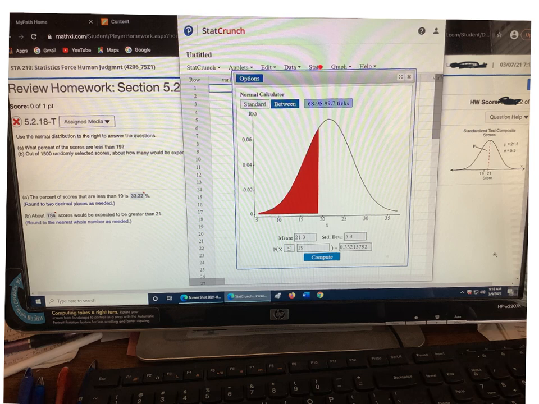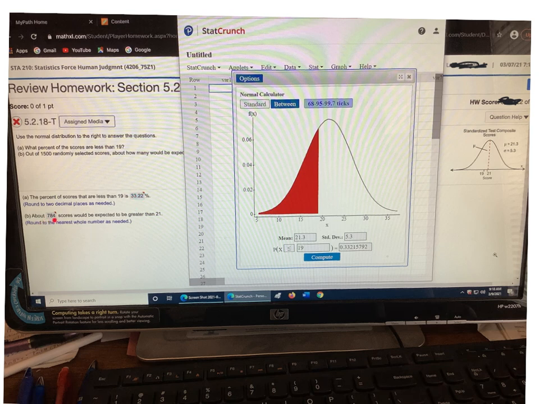So you come into StatCrunch, click on Stat, Calculators, and choose a normal calculator. You get this here. I put in the mean 21.3 and the standard deviation 5.3, which are both given. You want the percent of scores that are less than 19, so I have a less than symbol and I put in 19. You click compute and it gives you this decimal here, and you have to change it to a percent. You move it 2 places to the right, and you'll get that answer.